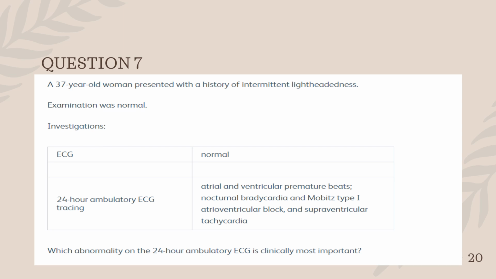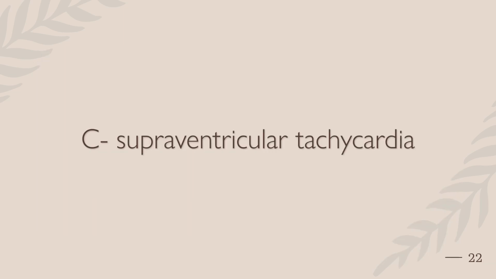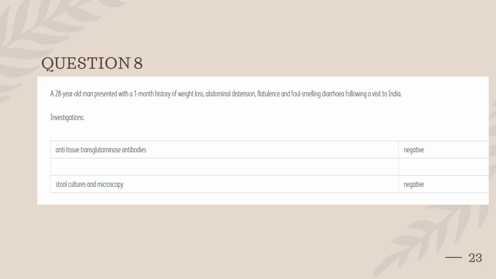So they had atrial and ventricular premature beats and nocturnal bradycardia. Nocturnal bradycardia cannot present with intermittent lightheadedness, right? Mobitz type 1? No. So what is more significant is supraventricular tachycardia. That is the answer, supraventricular tachycardia, which can explain the intermittent lightheadedness.